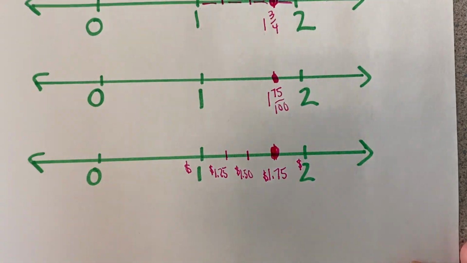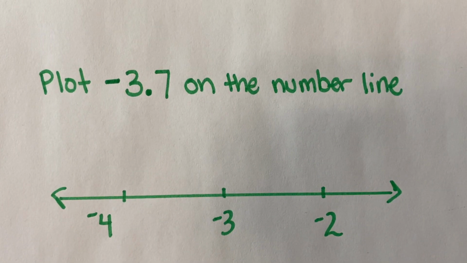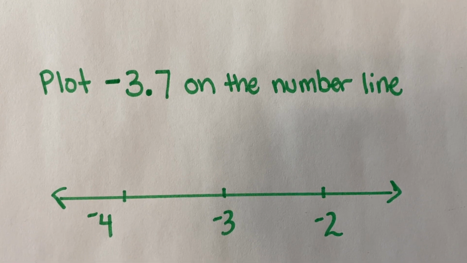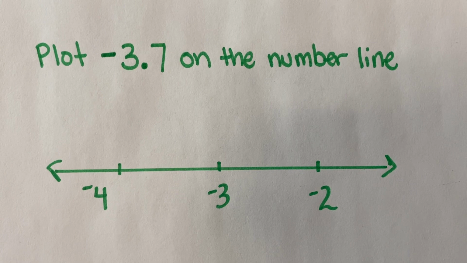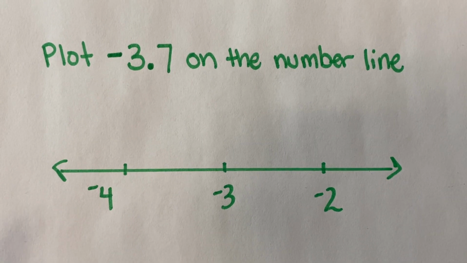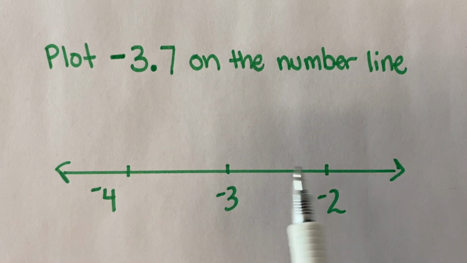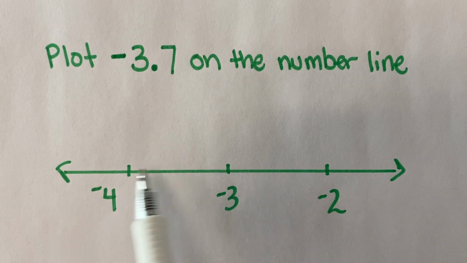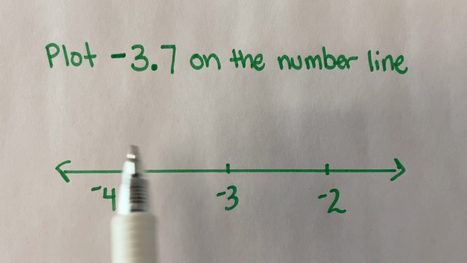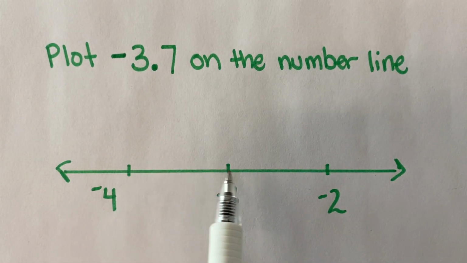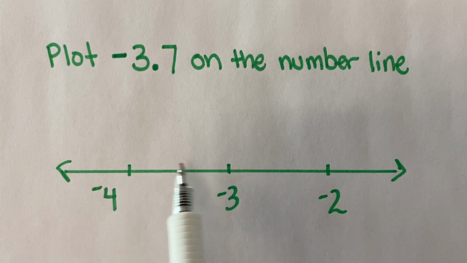All right, and the last one for this video, I just give it to you right in decimal form. Plot -3.7 on the number line. So we don't have to do any long division here, which is nice. Now, I'm not going to lie, a lot of people, including myself, when I go to plot -3.7, I'm like, okay, here's -3, here's -4. I know -3 and some change here is going to be between these two. I have to go -3 and a little bit more.